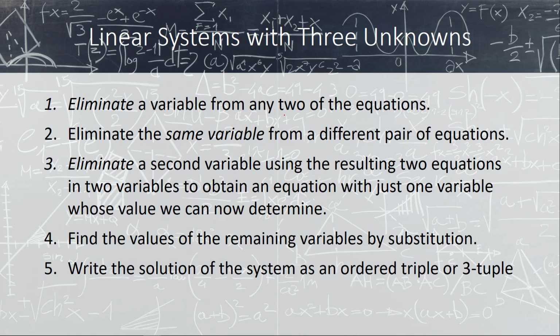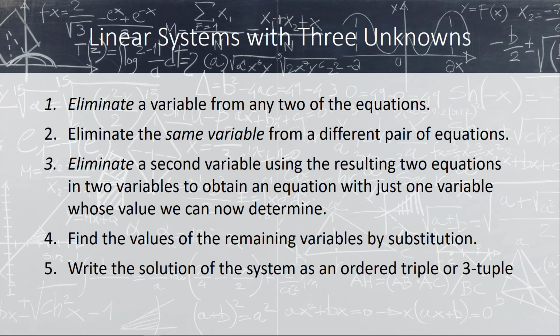So we are going to take 2 equations and transform those 2 so that we eliminate a variable. We are then going to take a different pair of 2 equations and eliminate the exact same variable. Then we will have 2 equations with 2 unknowns, and we can find both of those variables. Once we have that information, we can find the third variable using one of the original 3 equations.